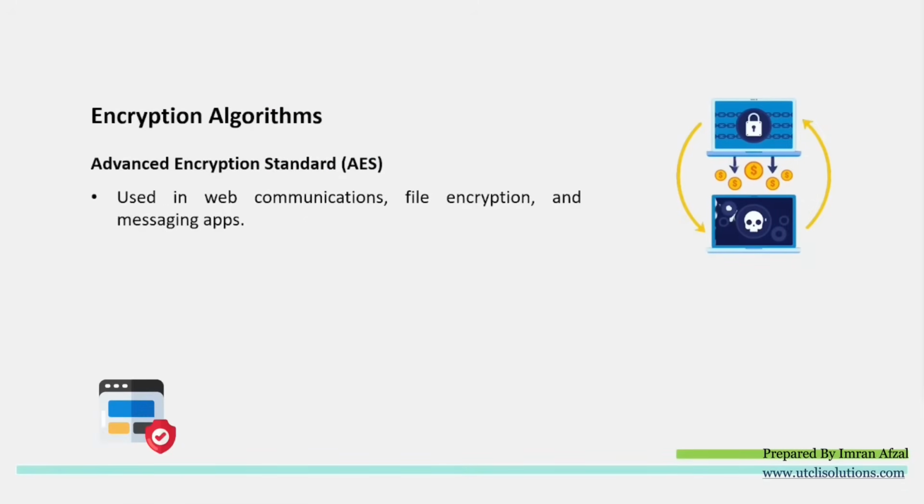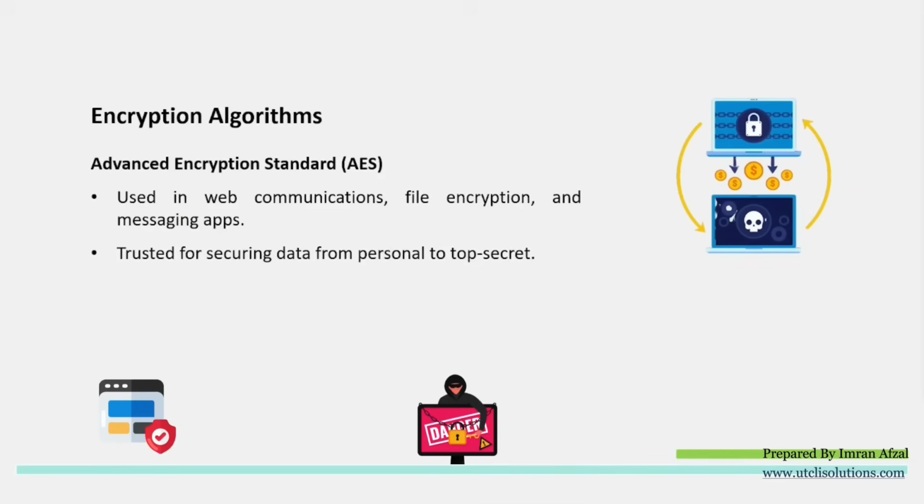AES is known for being fast, secure, and efficient. This makes it perfect for various applications, like secure web communications, encrypting files with tools like BitLocker, securing wireless networks, and protecting messages on apps like WhatsApp. For example, if you encrypt the plaintext with a 128-bit key, AES will transform it into a secure, unreadable ciphertext through its systematic rounds of operations. So, thanks to its reliability and versatility, AES is recognized as a standard for modern encryption, and it is trusted to keep everything from personal messages to top-secret files safe.